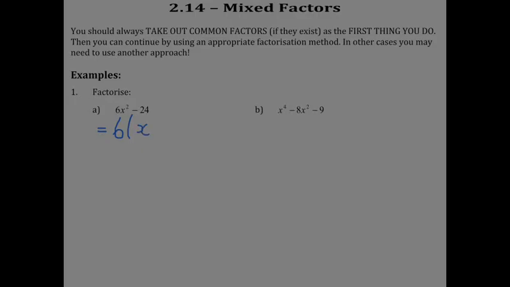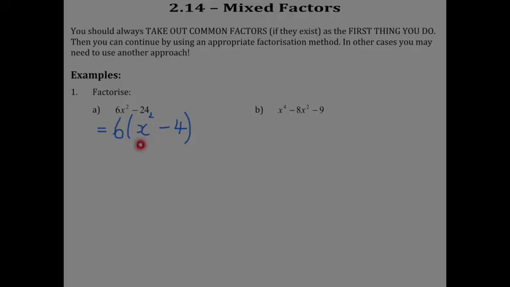6 goes into 6x squared nicely. 6 goes into 24 4 times, and hopefully when you look at that, you recognize that 6 times x squared gives the 6x squared, and 6 times the minus 4 gives the minus 24 in the original question.